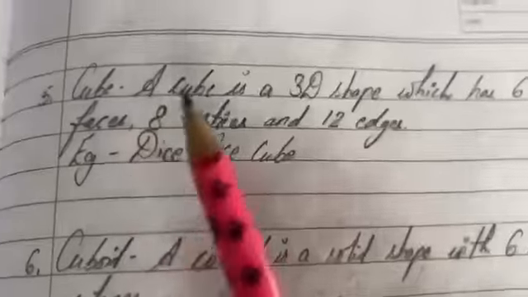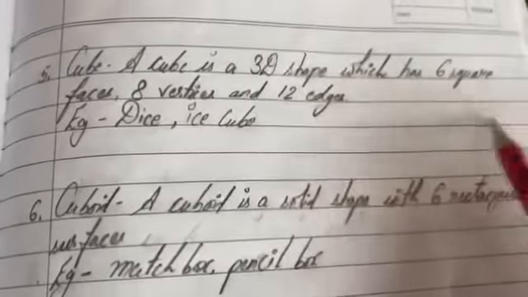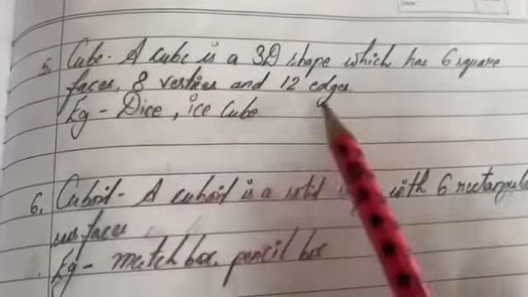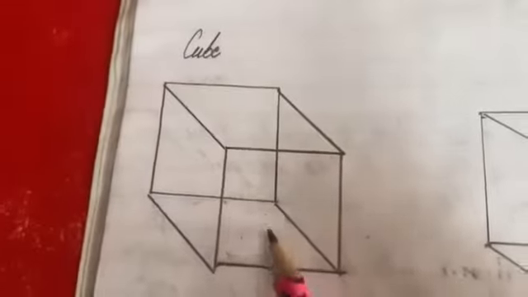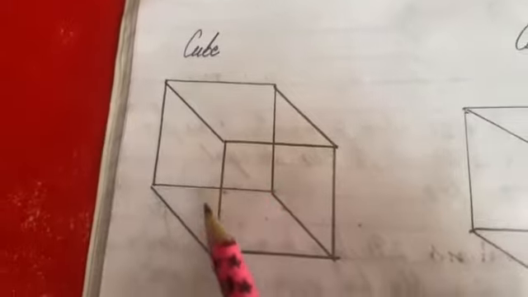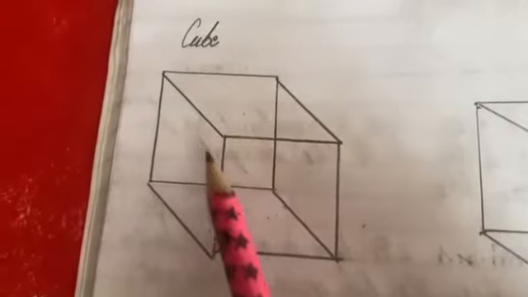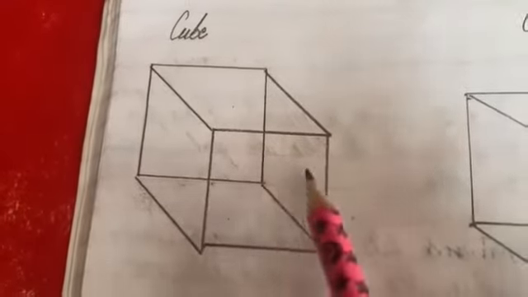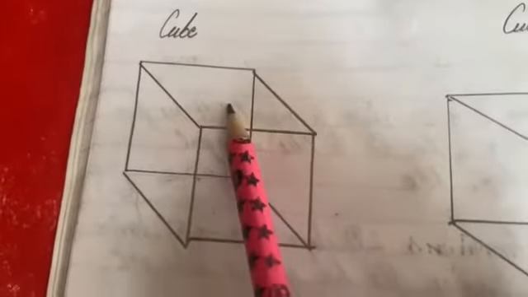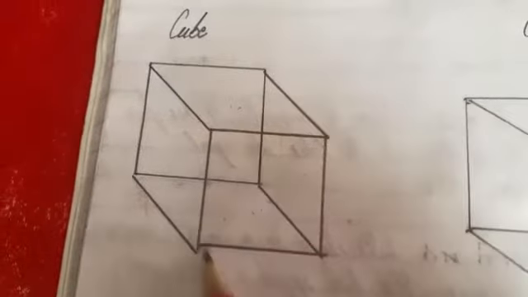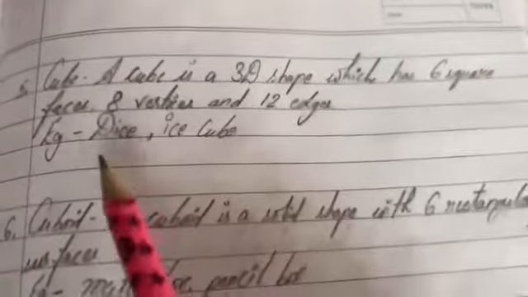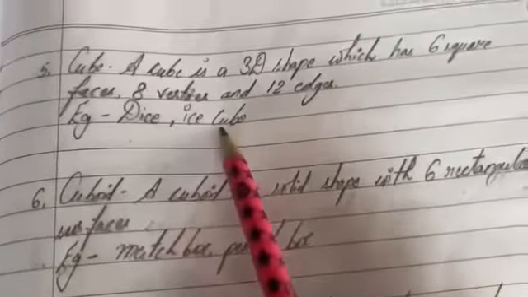Cube. A cube is a 3D shape which has 6 square faces, 8 vertices and 12 edges. So, now you can see this is a cube and it has 6 square faces. These are the faces 1, 2, 3 and 4, 5 and 6 square faces, and 8 vertices and 12 edges. And now the examples of a cube are dice and ice cubes.